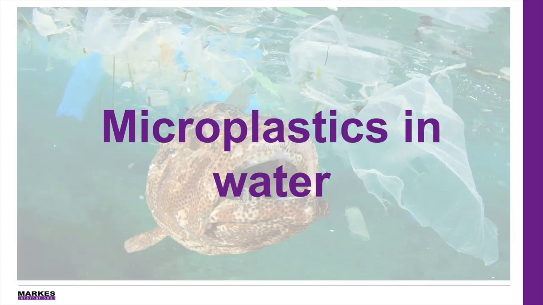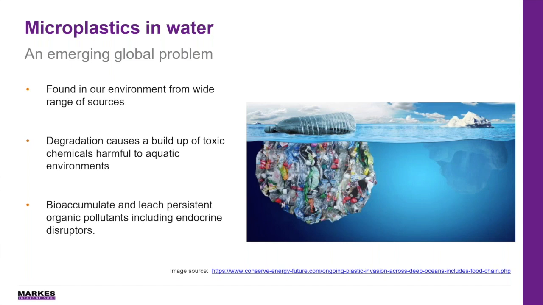So we're also going to touch on microplastics analysis today, and the example I have here is microplastics in water. Now, microplastics is an emerging global problem. They're found in our environment from a wide range of sources, and the buildup of toxic chemicals due to their degradation is really harmful to aquatic environments. They bioaccumulate and leach persistent organic pollutants as well, including endocrine disruptors.